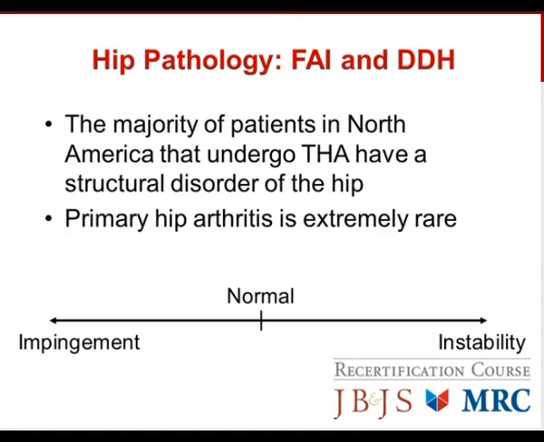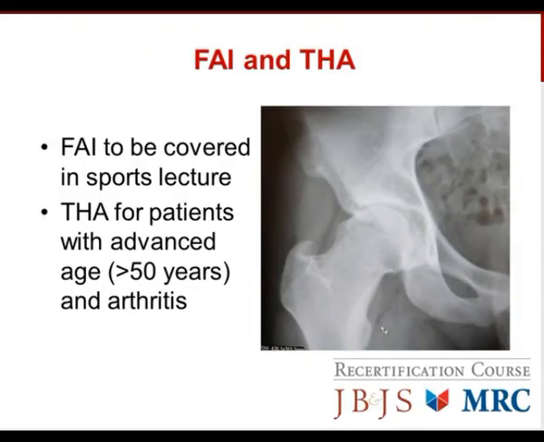Now, femoral acetabular impingement is covered in the sports lecture. I won't get into the treatment options, the hip preserving treatment options for FAI, as these are covered elsewhere. When it comes to total hip arthroplasty, this is really an option for patients who have advanced FAI with associated arthritis. Certainly patients 50 years or above, total hip arthroplasty should be the treatment of choice.